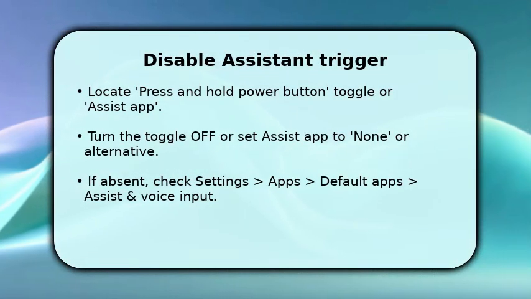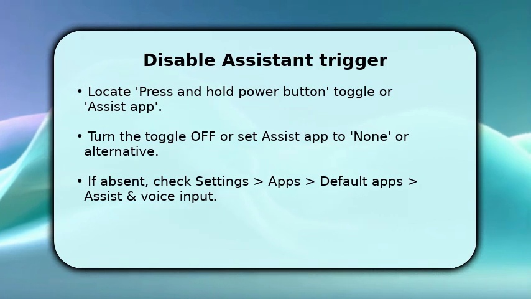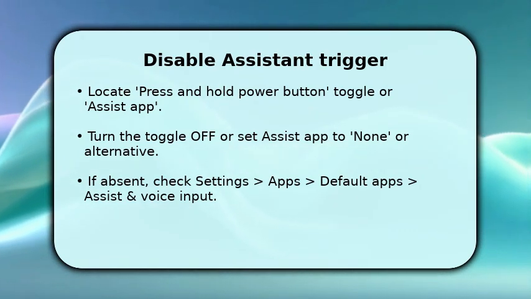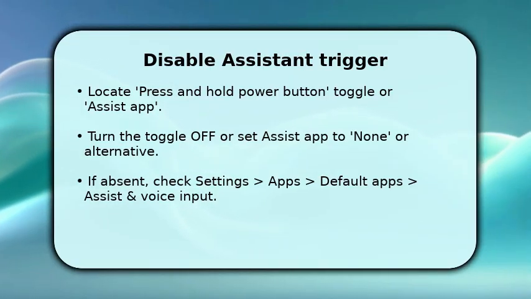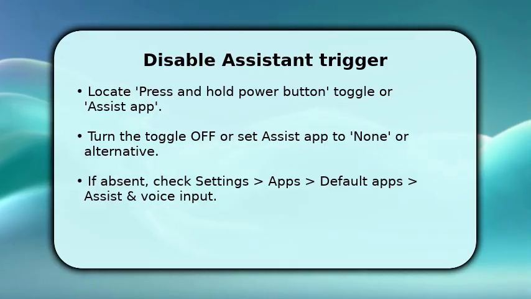Once in Gestures, locate the press and hold power button option or the Assist app entry. Different skins name it slightly differently. Turn that toggle off to stop launching Google Assistant with the power key, or open default apps and set Assist app to none or a different helper.